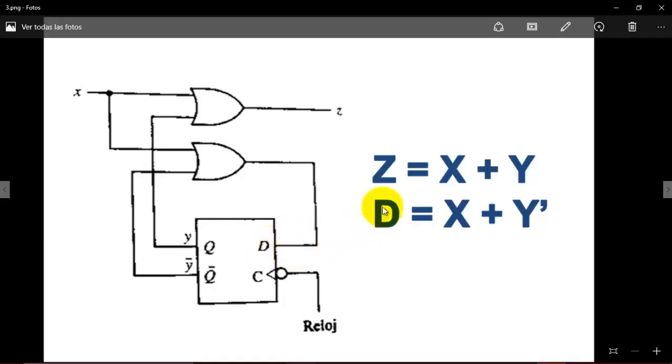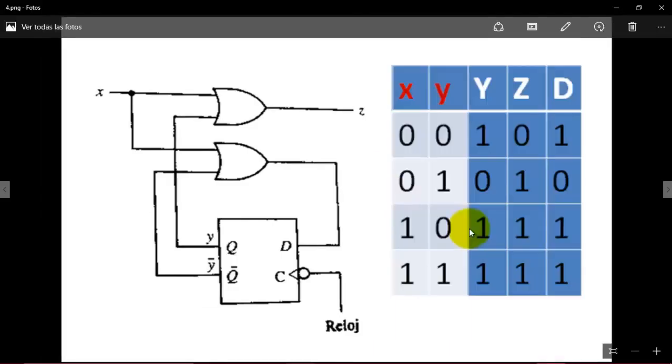And we have a D. The equation for our D is: here we can observe an OR too. In this OR we have an X and a Q negated. In this case we are going to call the Q Y negated. So here we have X or Y negated. Once we have our equations, we are going to build our truth table.